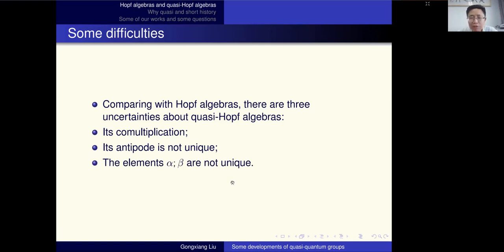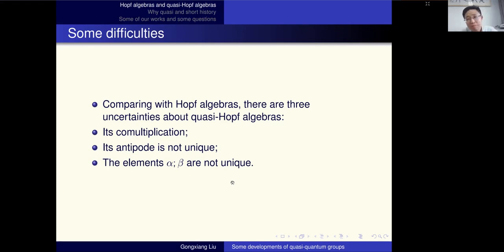Even today, we still don't know whether alpha and beta are invertible or not. Alpha and beta are elements in H. All known examples showed us they are invertible elements. But is it always true? We don't know. So I have to say, we know very little about quasi-Hopf algebra. Such questions are very fundamental for me, but we don't know the answer. Maybe we are very stupid.